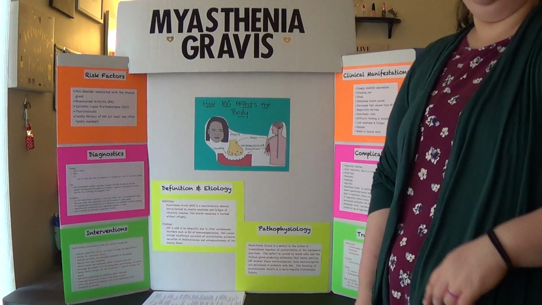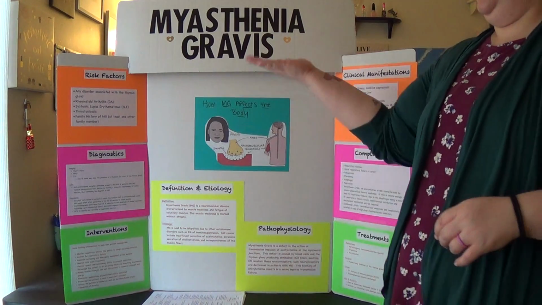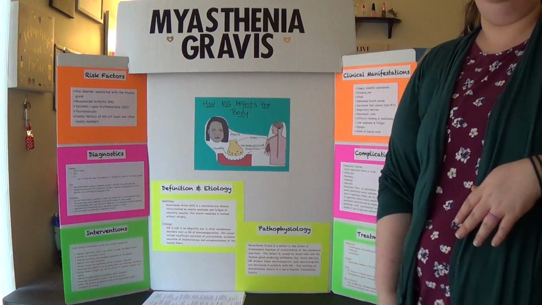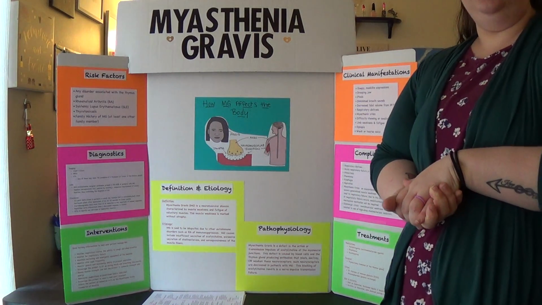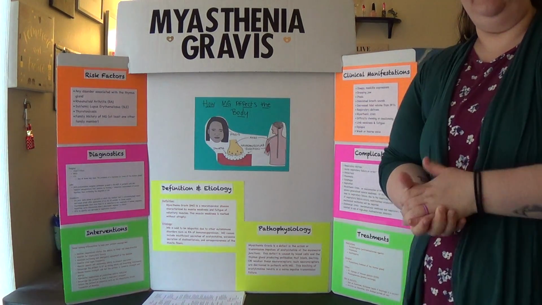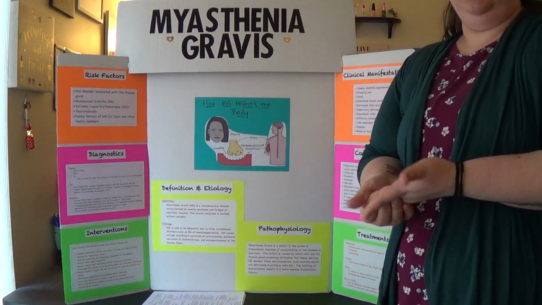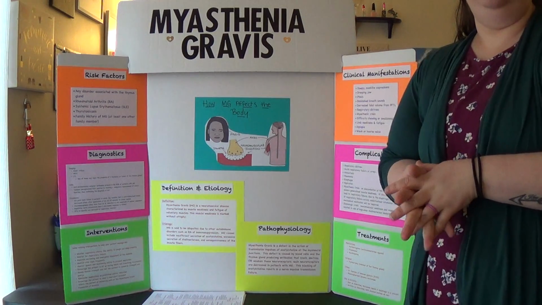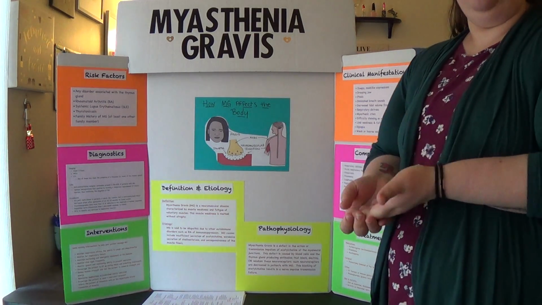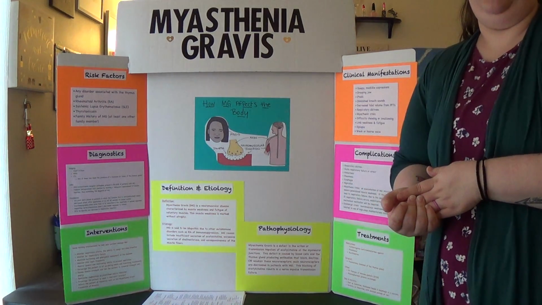For my health presentation, I was given the topic of myasthenia gravis, also known as MG. Myasthenia gravis is a neuromuscular disease characterized by muscle weakness and fatigue. However, this weakness is not caused by atrophy. It is also said to have been caused by other autoimmune disorders such as RA and/or lupus.